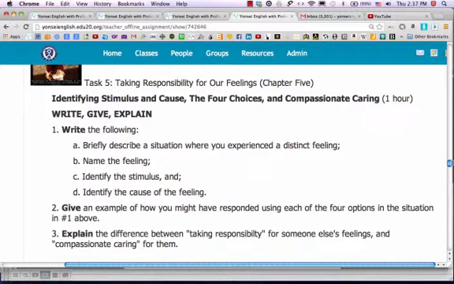Option number 1, blaming. Blaming others, blaming myself, sensing my own feelings and needs, and sensing the feelings and needs of the other.